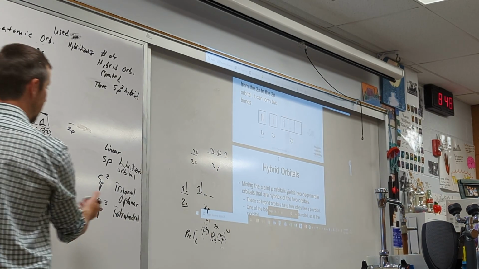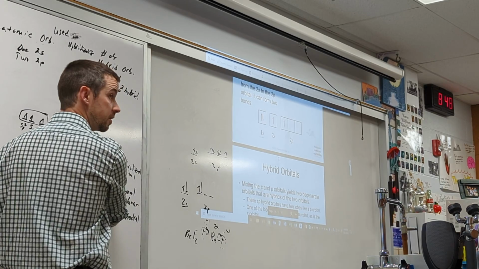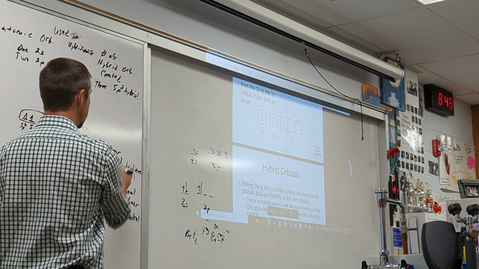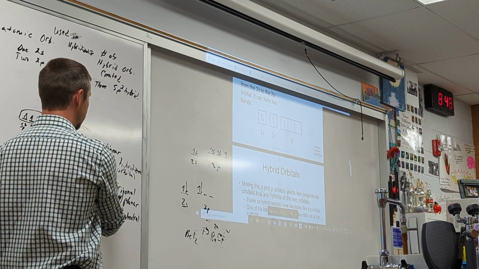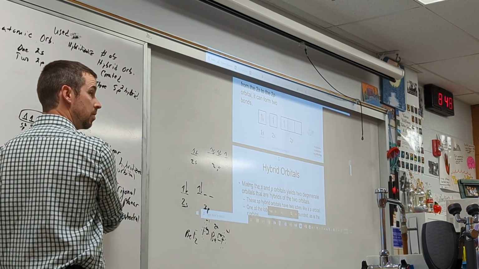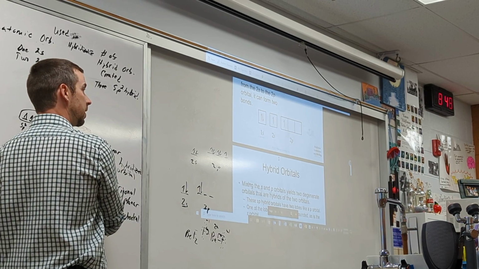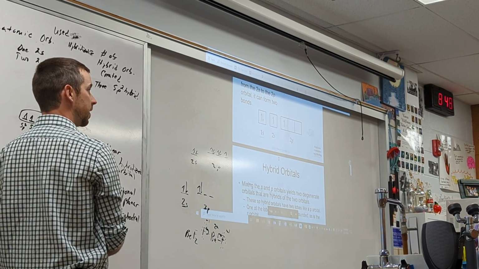So the sp3, what would that mean? What's this 3 mean? Because this is an implied 1: 1, 2, 3. What's that 3? You took all 3 of the p orbitals and mixed them with the s. Give me an example of that.